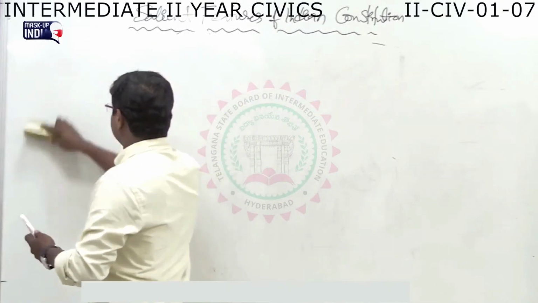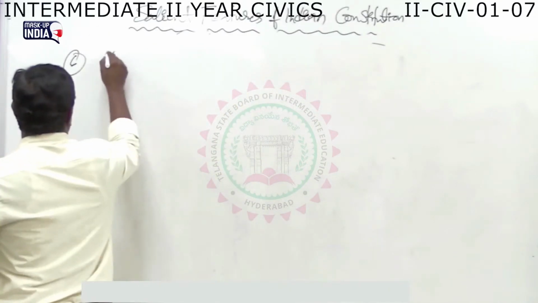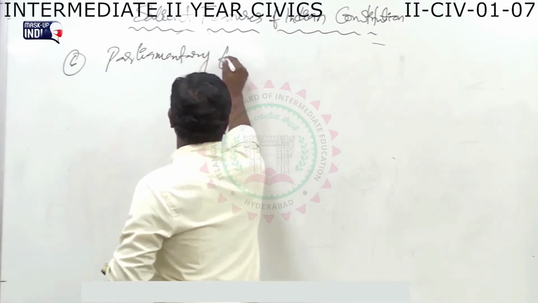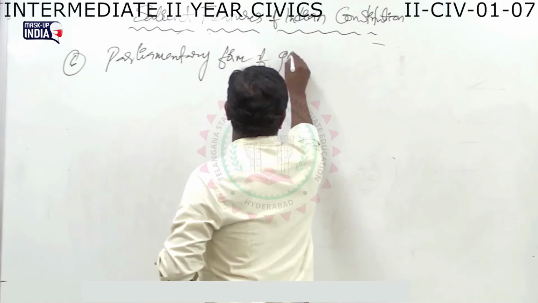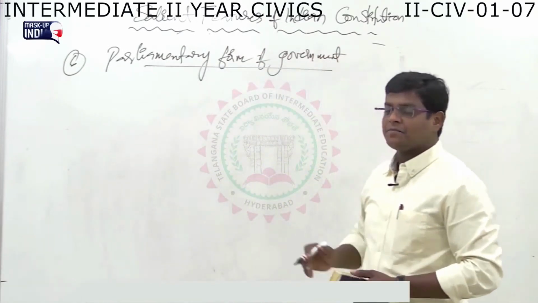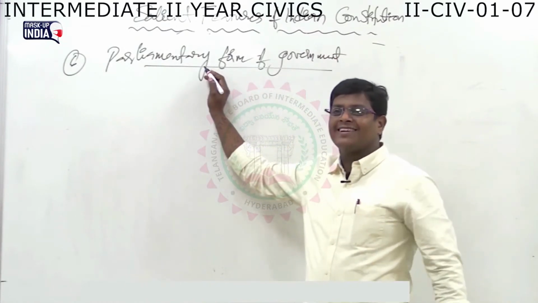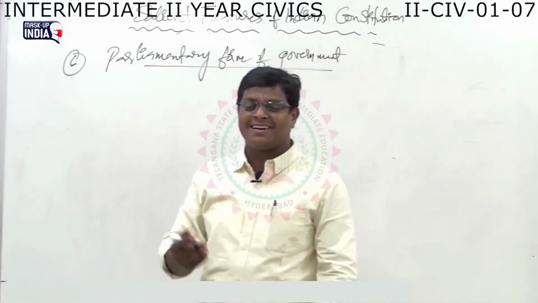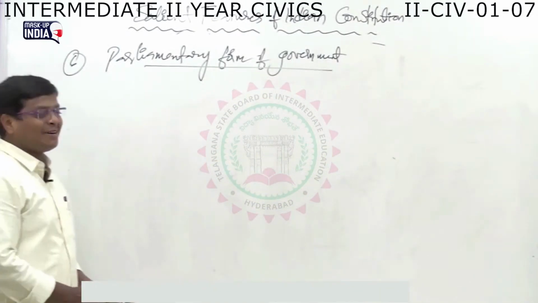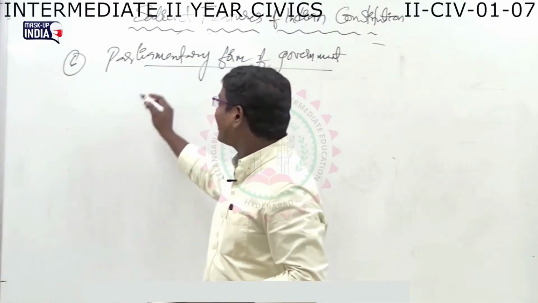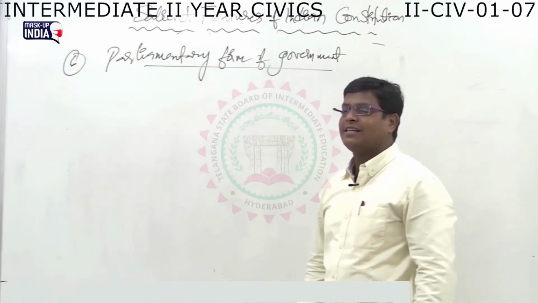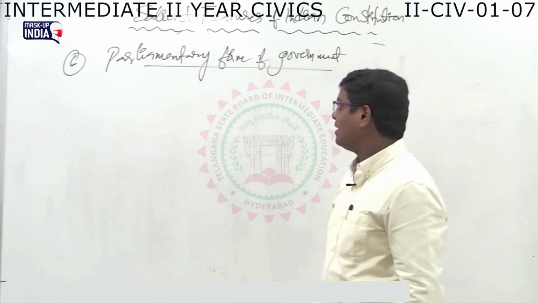The sixth one is the parliamentary form of government. Keep it in mind. Don't concentrate on writing. You have to concentrate on my words. Okay. Another salient feature of the Indian Constitution is the parliamentary form of government.